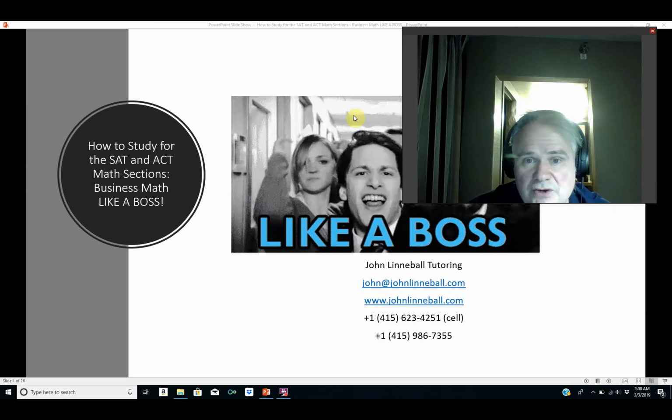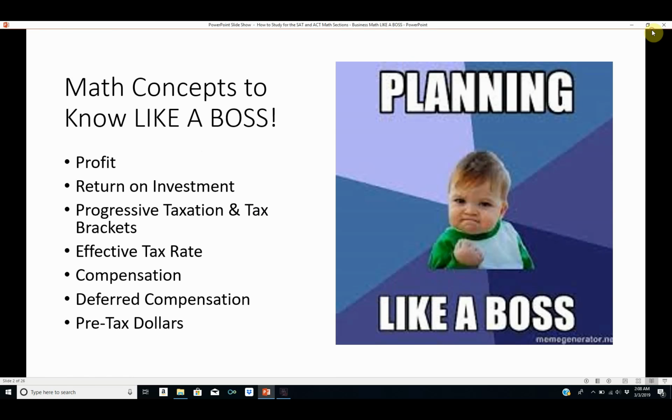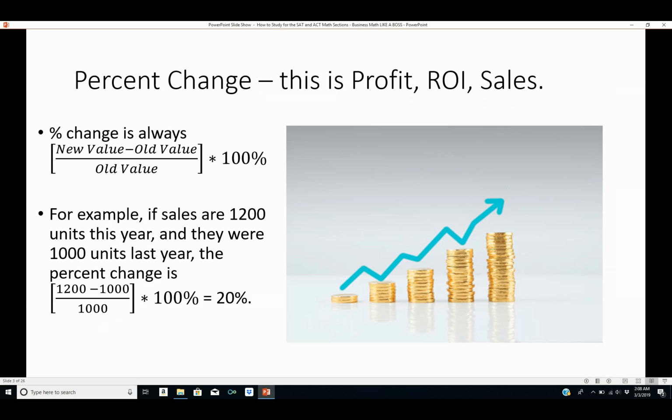So here are some things you should know like a boss. First of all, what we're going to do is go over some math concepts like profit, return on investment, progressive taxation and tax brackets, effective tax rate, compensation, deferred compensation, and pre-tax dollars. So we're planning like a boss.